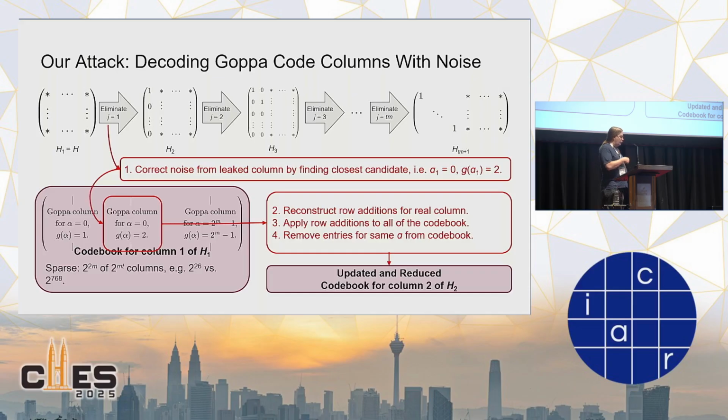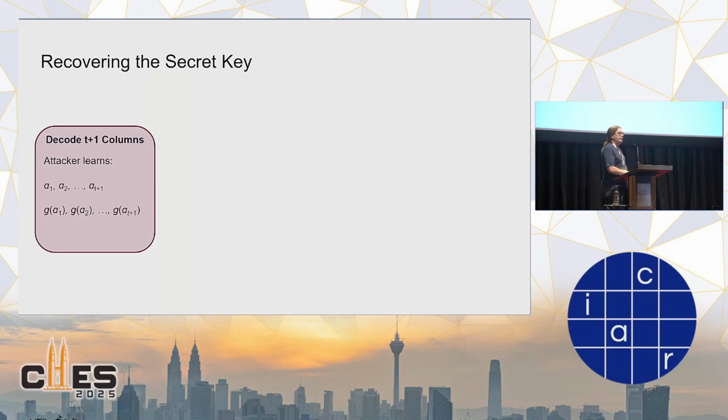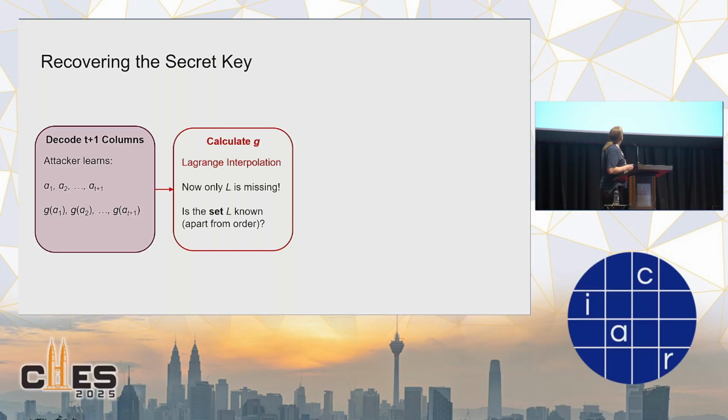Because, I mean, you could run this algorithm all the way through, but there's something interesting that happens after decoding t+1 columns. Because now we have enough information. We have the first t+1 alphas, and we have the evaluation of the Goppa polynomial on t+1 distinct points. So we can now use Lagrange interpolation to get the whole Goppa polynomial. And once we have the Goppa polynomial, we only need to know the set L and its order.